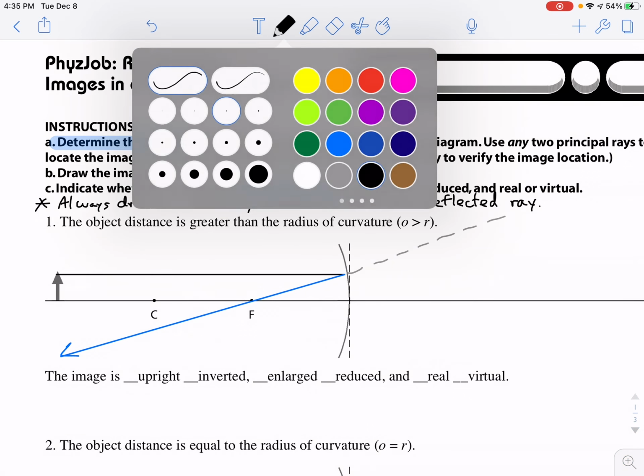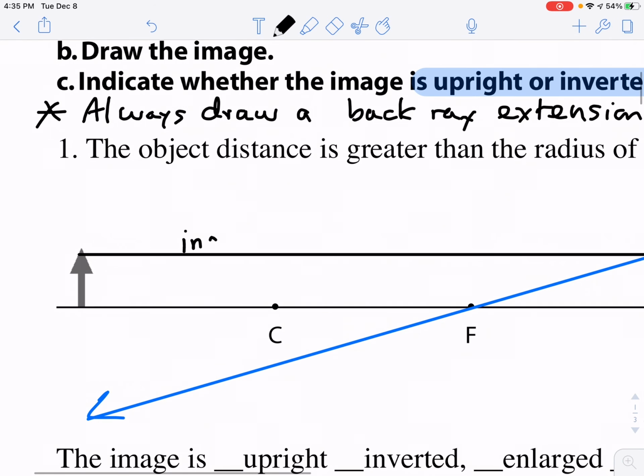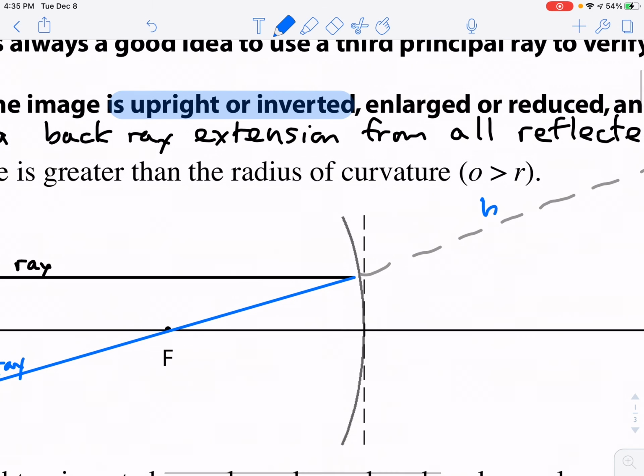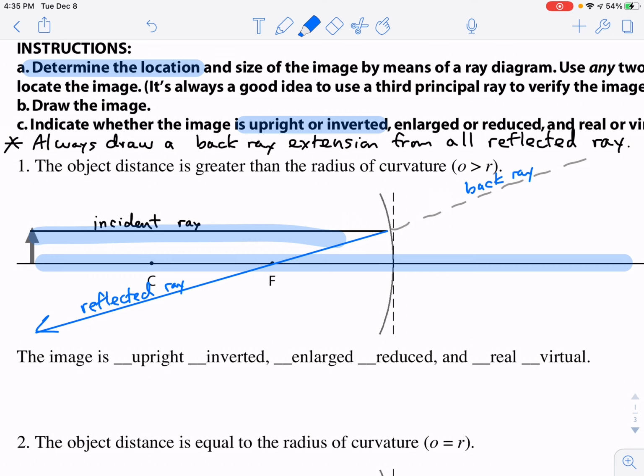So just to label so we can get the terminology down, applying to other examples, this would be the incident ray. This would be the reflected ray. This is what I am terming as the back ray. Okay, make sure you draw all three of them every time. Now the first ray will never change. It goes parallel to this thing called the principal axis, which bisects the mirror, and then it reflects through this point called the focal point. That's the first ray every time.